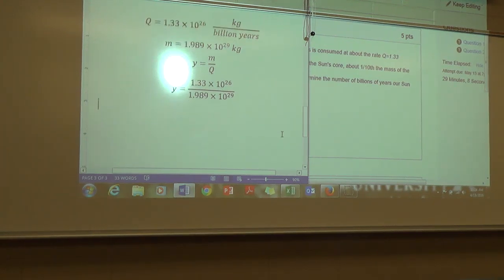Again, when you type this and you want to calculate it, you're going to want to do... I thought the mass was on top. You're correct. Mass is on top.